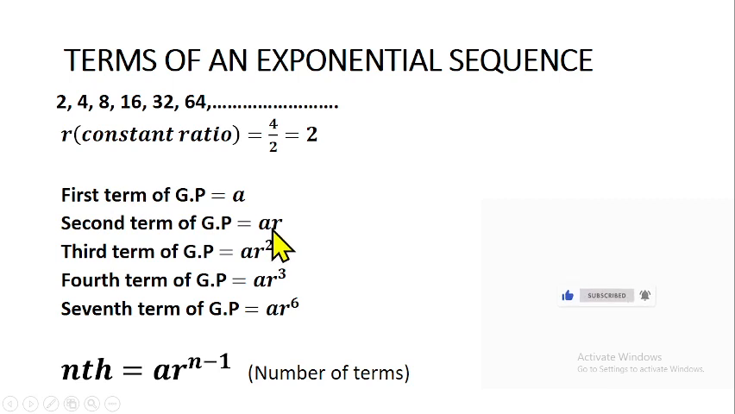The second term of an AP is A plus D. But look at the second term of a GP: it is AR, A times R, the first term times the constant ratio. What about the third term of a GP? The third term of a GP is AR squared. The fourth term of a GP is AR raised to power 3, or AR cube.